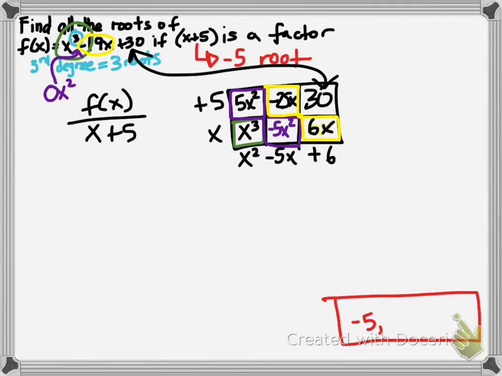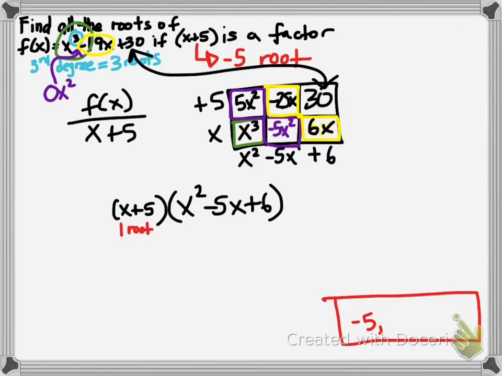So what I have left over is, x plus 5 was a factor I knew, and it leaves me with x squared minus 5x plus 6. Okay, this x plus 5 gives me one root, and that is the root that I know, negative 5. That leaves me with my other two roots in that polynomial. Now, I need to find the roots of that polynomial. That, luckily, we have known how to do for a long time. You can either factor or do the quadratic formula here.